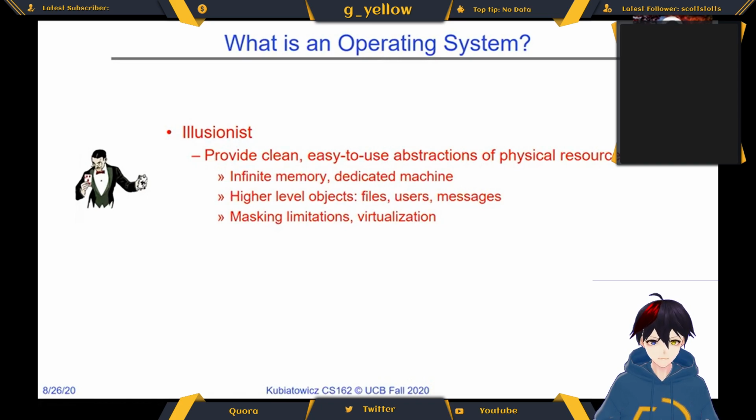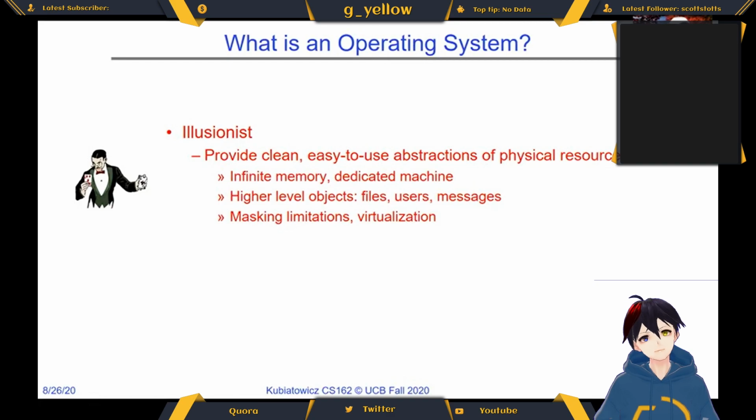All right, it's going to provide clean, easy to use abstractions of physical resources, and it's going to do so in a way that allows you to at least temporarily think that you've got infinite memory. You have a machine entirely dedicated to you, or a processor. That there are higher level objects like files and users and messages, even though, as you probably already know, but will know very well by the end of the term, there aren't files. Files are an abstraction of a bunch of individual blocks on a disk that somehow are put together with inodes to give you a file.